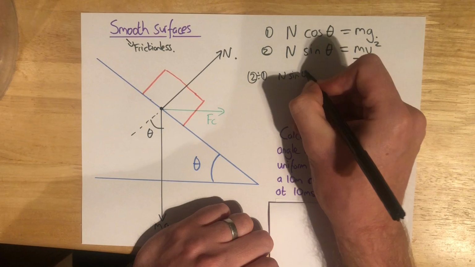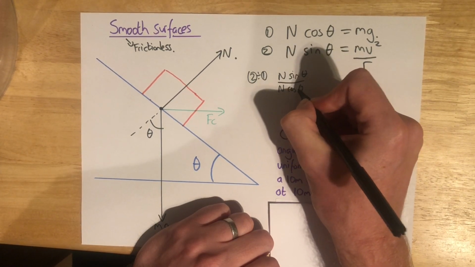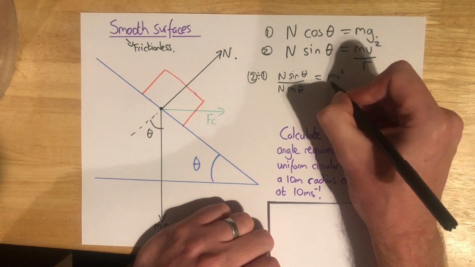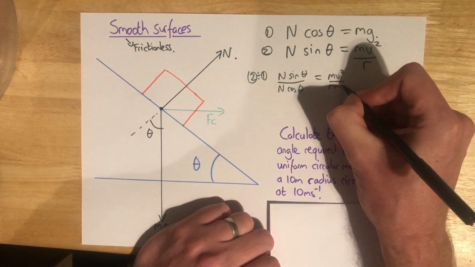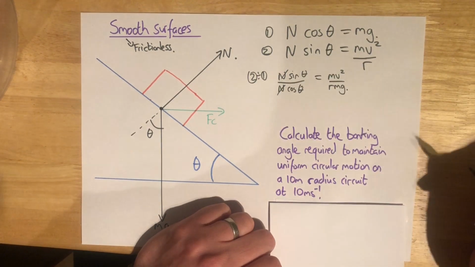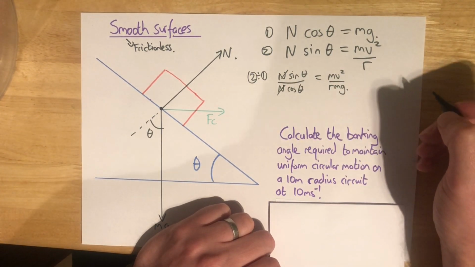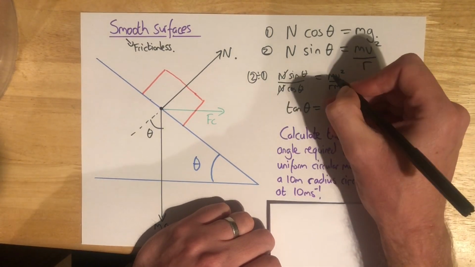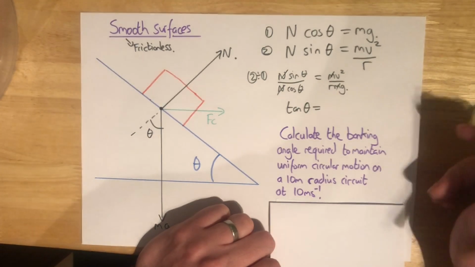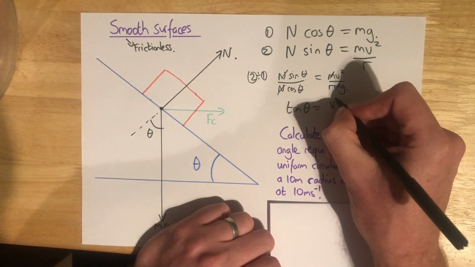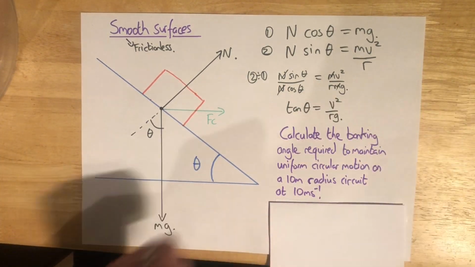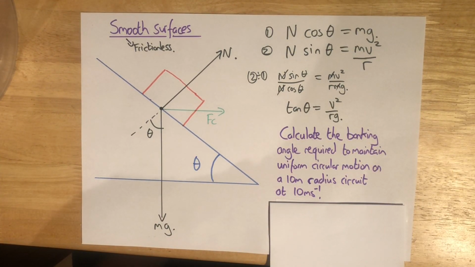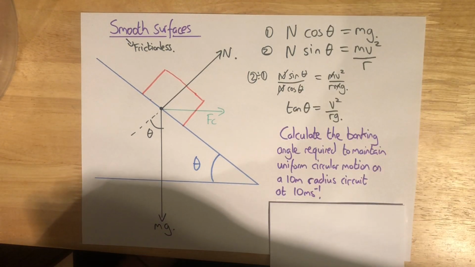That means I've got N sine theta divided by N cos theta equals mv squared over r divided by mg. The N's cancel. Those comfortable with trig will already know that sine theta divided by cos theta is tan theta. On this side, the m's cancel, so again, the mass of the object actually becomes irrelevant, and we're left with v squared over rg, exactly the same equation as we had for the mass on the string, which was moving in that conical pendulum sort of motion. So circular motion with exactly the same equation.